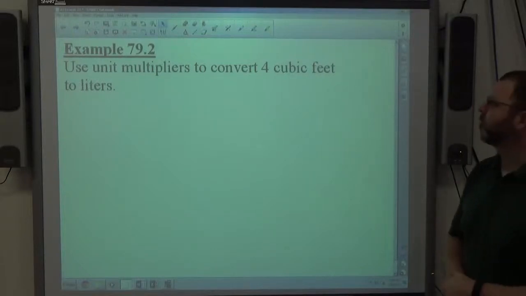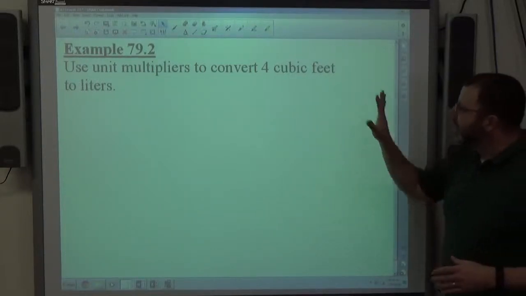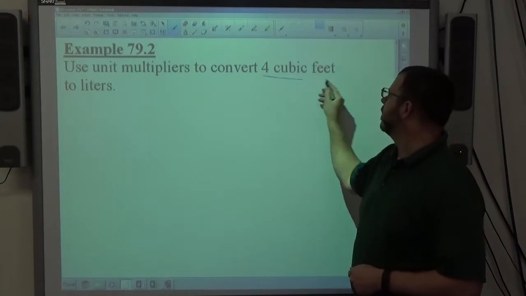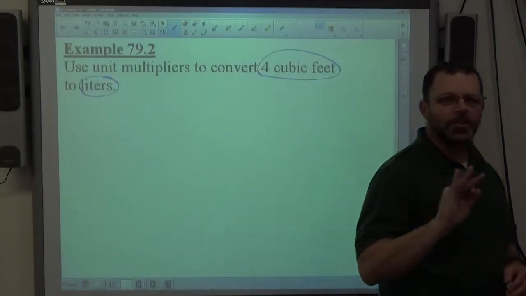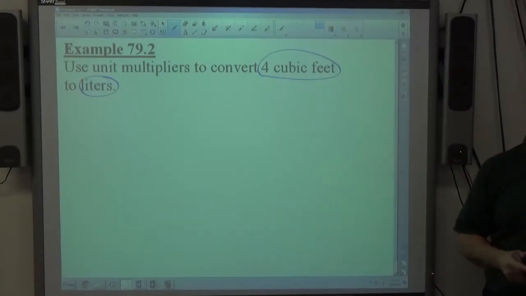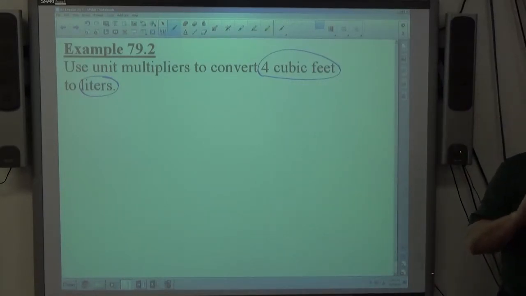Problem 2: use unit multipliers to convert 4 cubic feet to liters. Now, here we're going from a cubic unit, cubic feet, into a non-cubic unit, liters. But again, liters is a volume unit. Cubic feet is also a volume unit. So this is where we have to bridge the gap a little bit.